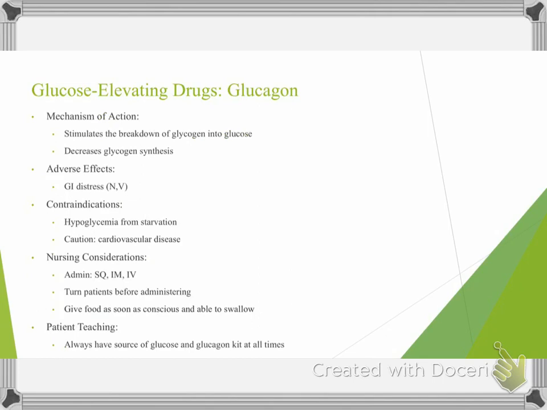So glucagon increases blood glucose levels. It stimulates the breakdown of glycogen into glucose by the liver, and decreases glycogen synthesis by the liver, so it stays in glucose form. Adverse effects are GI distress, nausea, and vomiting. Contraindications would be hypoglycemia from starvation because there are no stores to stimulate. Okay. Caution with cardiovascular disease.